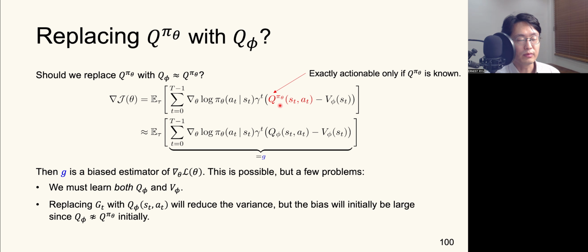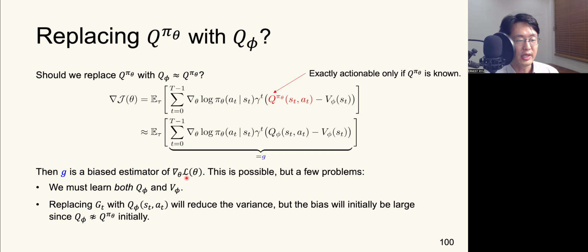So what we could do is consider replacing this with Q phi, where Q phi is another neural network meant to approximate the Q value function. So this is something that could be done. In this case, this G would be a biased estimate of the gradient of, this is a typo, this should be J, the objective function. This could be done, but there are some problems.